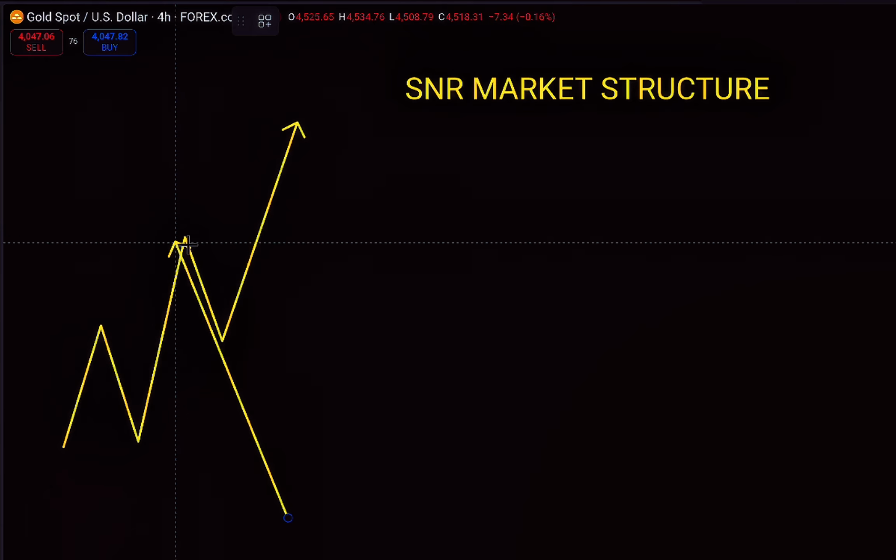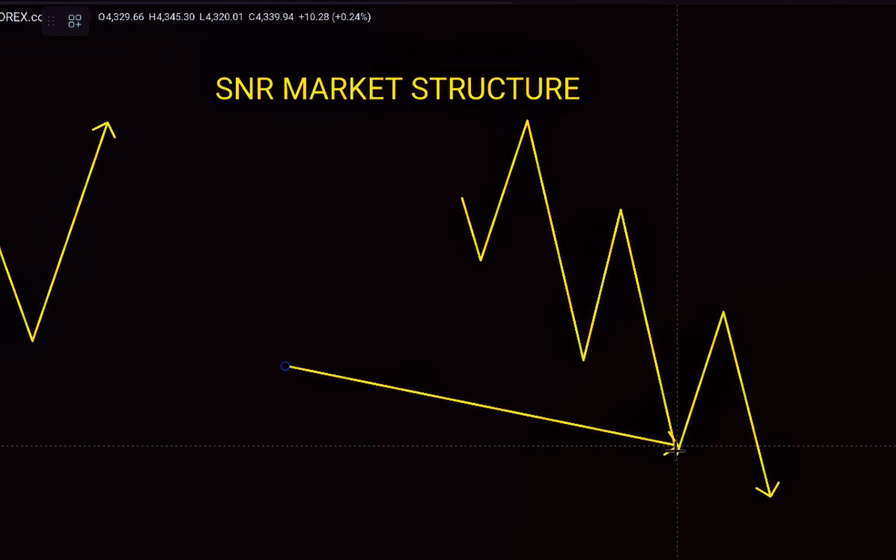So if we look here, this we can say is in a downtrend. Why? Because we can see that this support has been broken and then we got a pullback, and this support too has also been broken, and then we got a pullback. This support has been broken here.